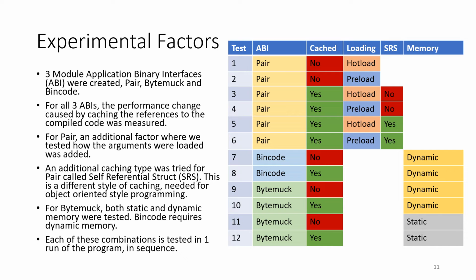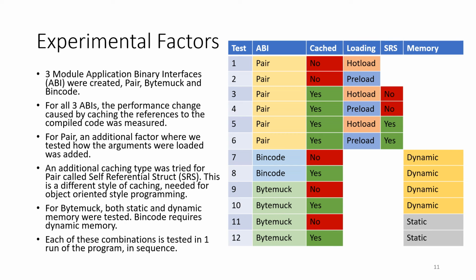This table shows the different factors that were tested in our experiments. The main factor we tested was 3 different ABIs, which we labeled pair, Bytemuck, and BinCode. For each of these ABIs, we tested caching the reference to the compiled code, which is essentially caching the function pointer for the function we want to call. For pair, we tried an additional form of caching called self-referential struct. This structures the data in a more object-oriented way, where we have a plugin struct that contains references to both the compiled module as a whole and the function pointers themselves.